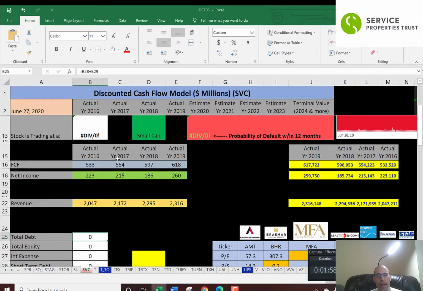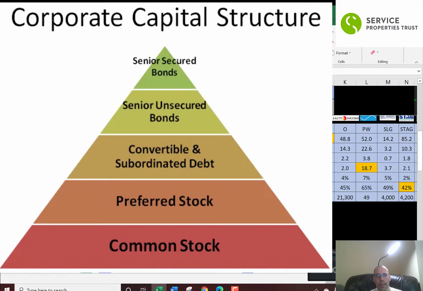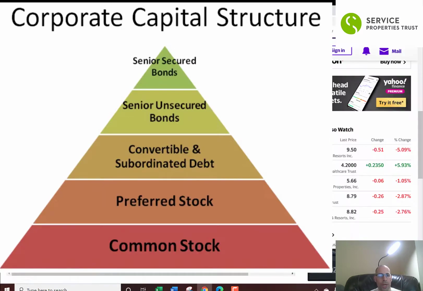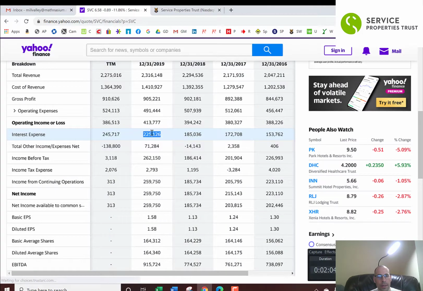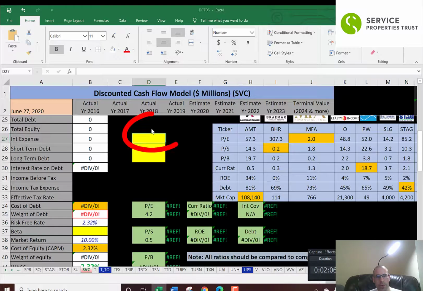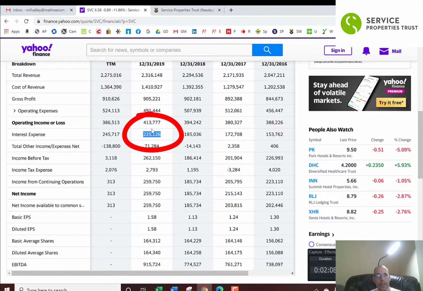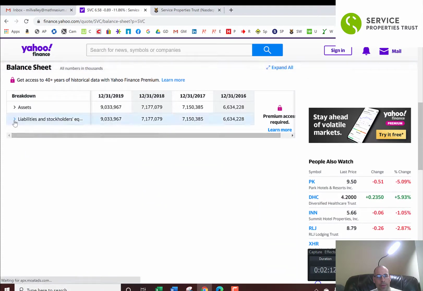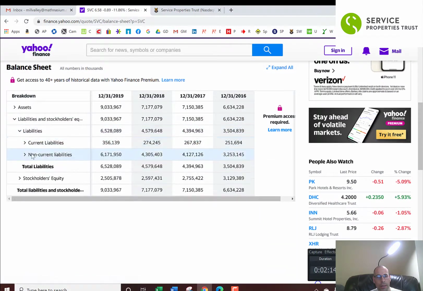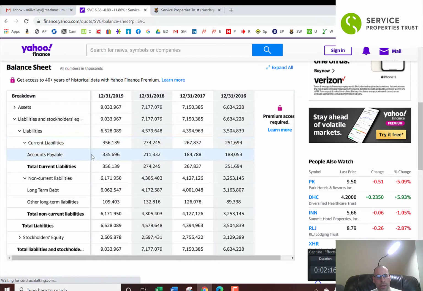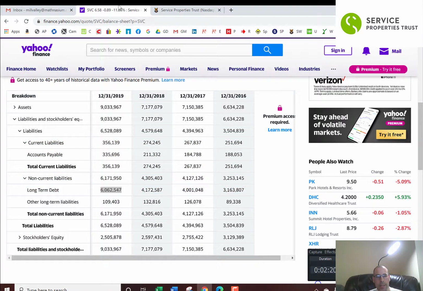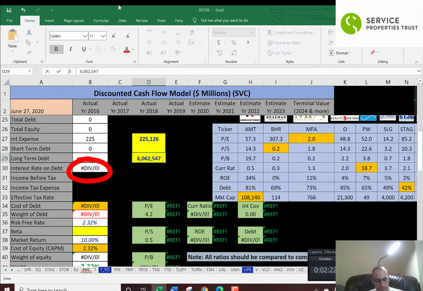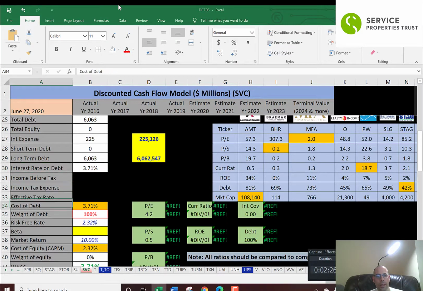Now let's figure out the capital structure of the company, so we know what discount rate to apply to the future cash flows. They have interest expense of $225 million. That's the interest they pay on their debt. And let's see how much debt they have. We'll go to the balance sheet, and we'll go to the liabilities section. Long-term debt of $6 billion. That's debt due after 12 months. And they pay 3.71% interest on their debt.